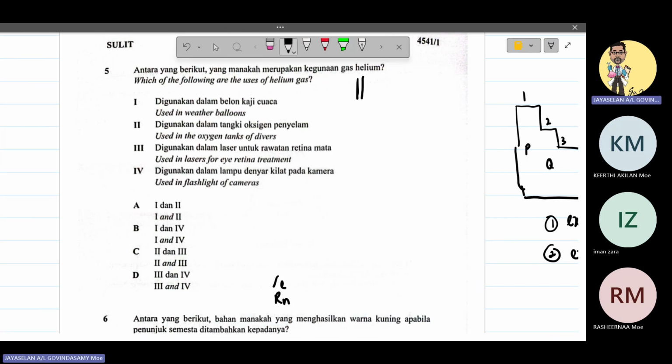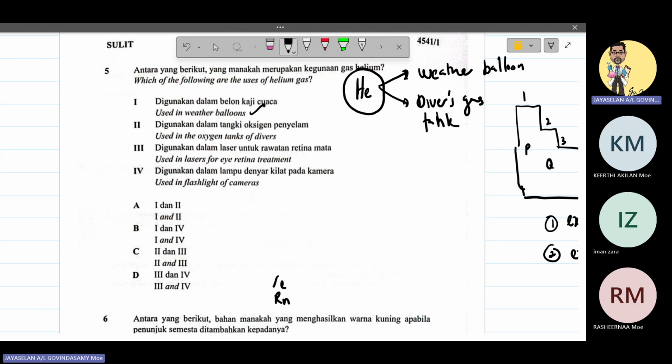Okay, so they ask about helium. Helium, please remember, is the lightest gas. It is used in weather balloons to study the weather forecast lah. And it is also used in divers' gas tanks: 70% helium, then 30% oxygen, so that it can give light properties. Okay, less dense, so the divers can rise up.